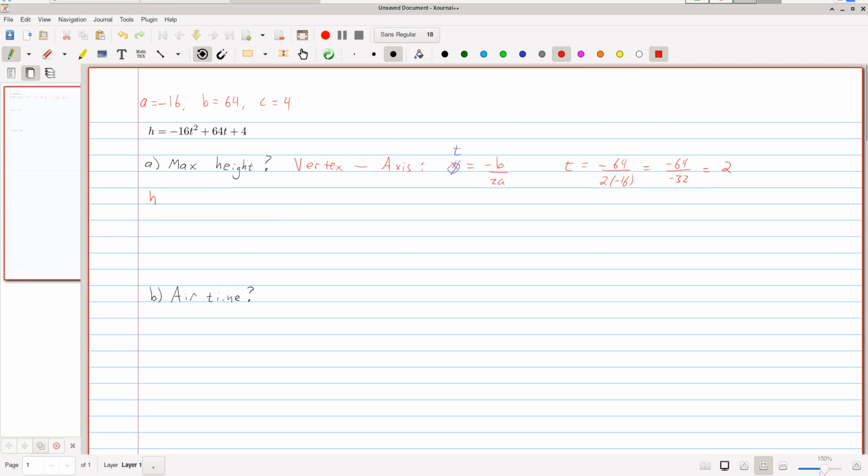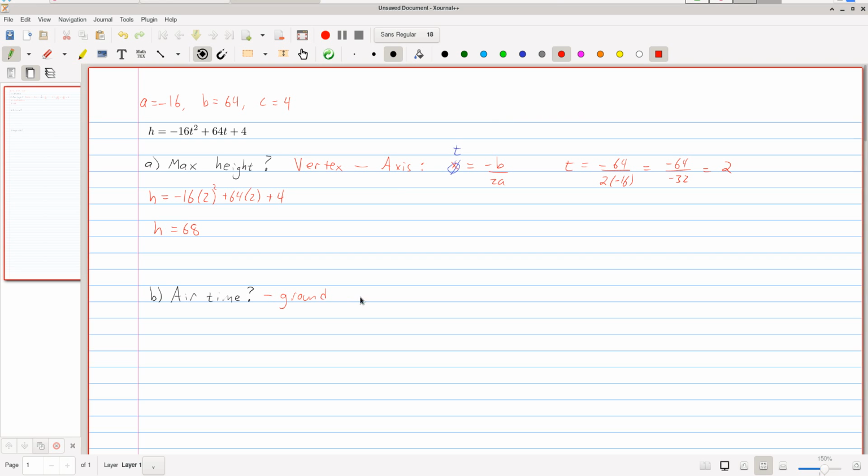So to get our height number, we're going to take the t that we just found and plug it into the formula for height. So this is negative 16 times our t squared plus 64 times our t plus 4. Now if we evaluate this, we get that the height is 68. B, how long does the ball remain in the air? Well, the ball remains in the air until it hits the ground.